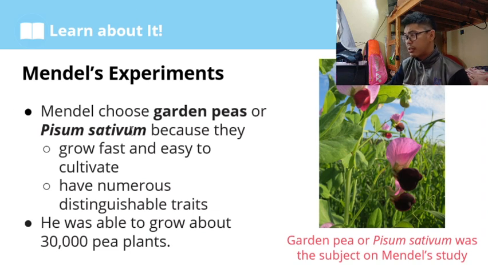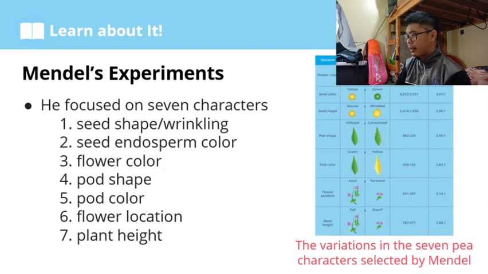Continue. This is actually the scientific name of the garden pea that Gregor Mendel studied, which is Pisum sativum. Why? Because they grow fast and easy to cultivate and have numerous distinguishable traits. Meaning, madaling itanim at maraming mga traits na pwede nating i-blend. Alright? So, he was able to grow about 30,000 pea plants. So, dito na po nangyari yung ginawa natin, pinag-aralan po ni Gregor Mendel. O anong ginawa niya?